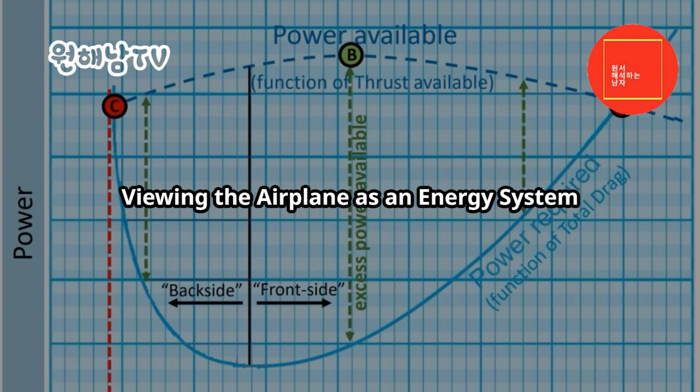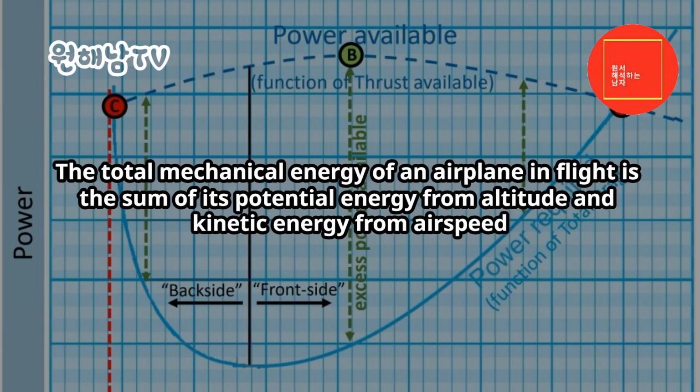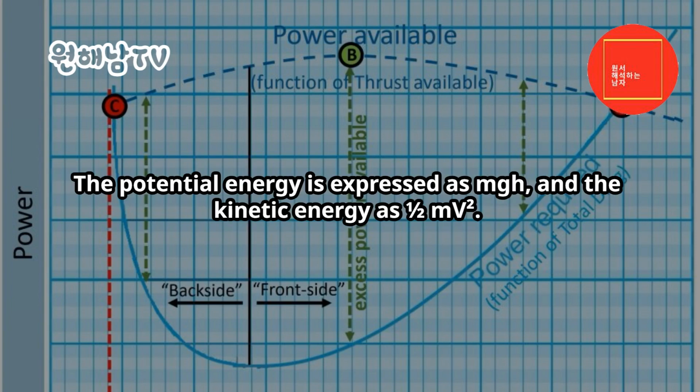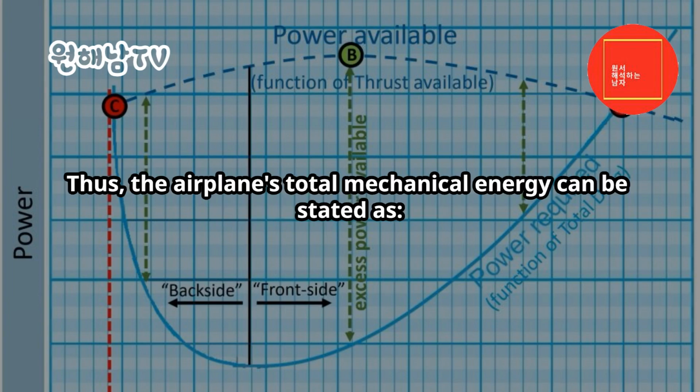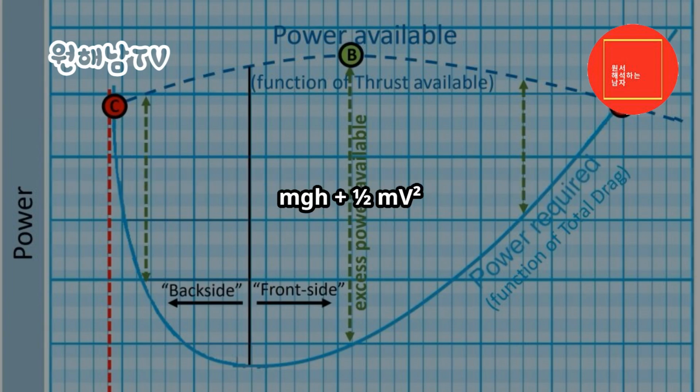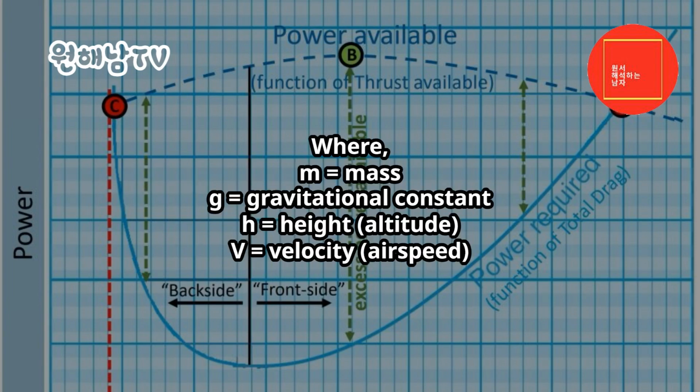Viewing the airplane as an energy system. The total mechanical energy of an airplane in flight is the sum of its potential energy from altitude and kinetic energy from airspeed. The potential energy is expressed as mgh, and the kinetic energy as 1/2 mv². Thus, the airplane's total mechanical energy can be stated as mgh + 1/2 mv², where m equals mass, g equals gravitational constant, h equals height (altitude), and v equals velocity (airspeed).